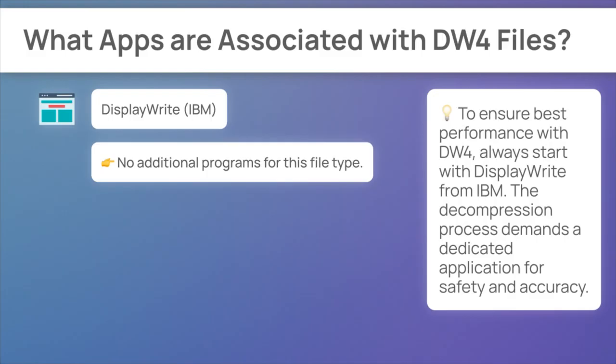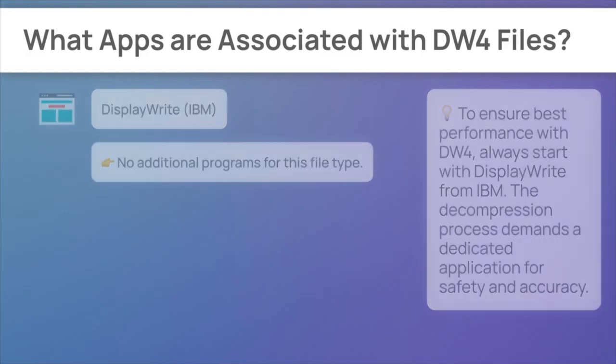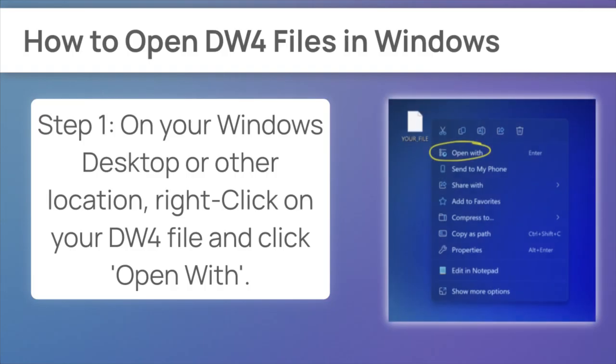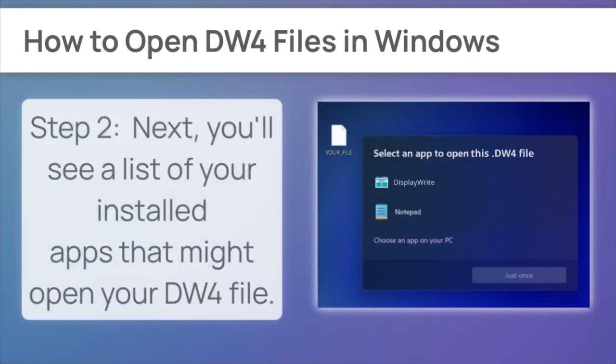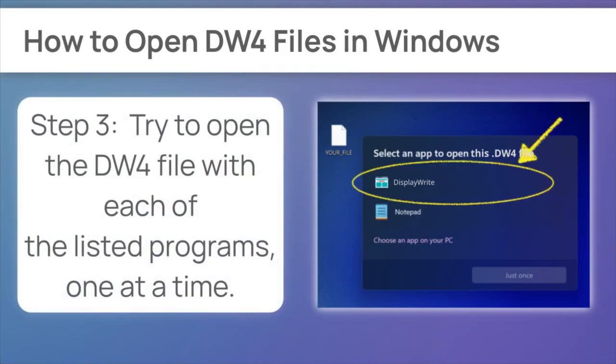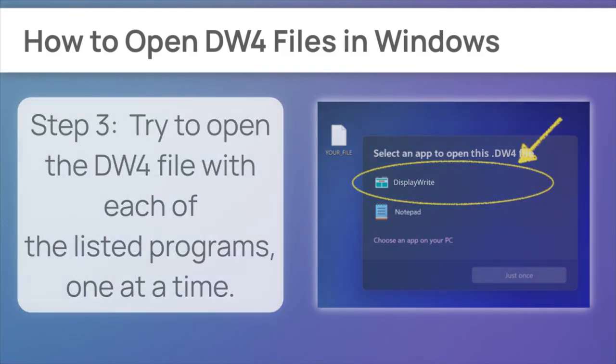Windows supports basic document visibility, though deeper editing requires proper tools. To resolve the incompatible file format error, right-click the DW4 file and choose Open With. Prioritize DisplayWrite if available. If absent, choose another application. We are searching for the correct file claim.